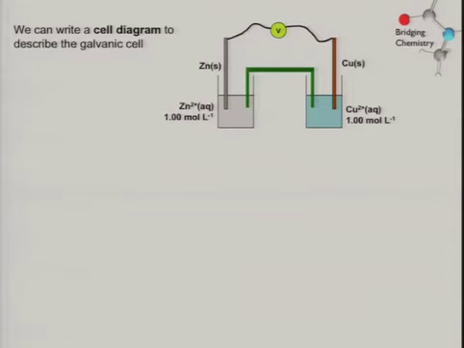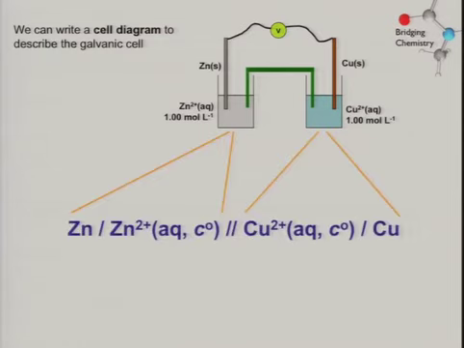So instead of drawing these little pictures, obviously the pictures take a little while to draw, and we don't always want to be doing artwork. So there's a system that has been developed where we can write a shorthand to describe this picture. It's called a cell diagram, and for this one it looks like this. And so what we do is we write just a string of stuff where the stuff on the left-hand side corresponds to what's on the left-hand side of your galvanic cell, and the stuff on the right-hand side corresponds to what's on the right-hand side of your galvanic cell.